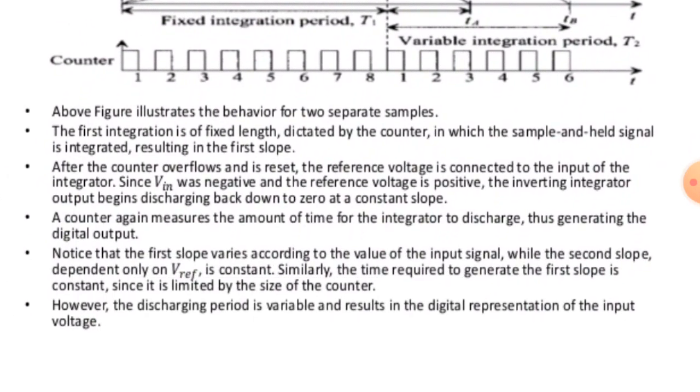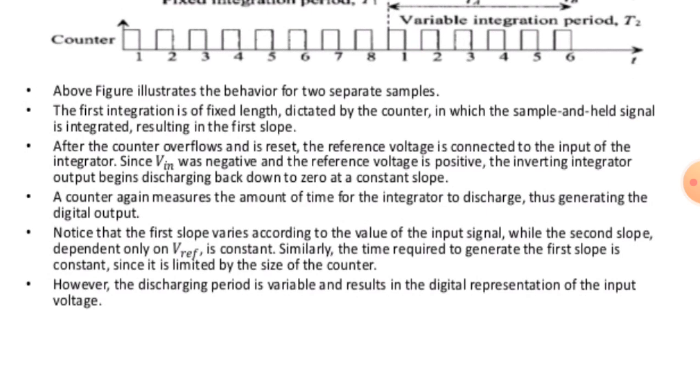The above figure illustrates the behavior for two separate samples. The first integration is of fixed length dictated by the counter, in which the sample and hold signal is integrated, resulting in the first slope. After the counter overflows and is reset, the reference voltage is connected to the input of the integrator. Since Vin was negative and the reference voltage is positive, the inverting integrator output begins discharging back down to 0 at constant slope. A counter again measures the amount of time for the integrator to discharge, thus generating the digital output.